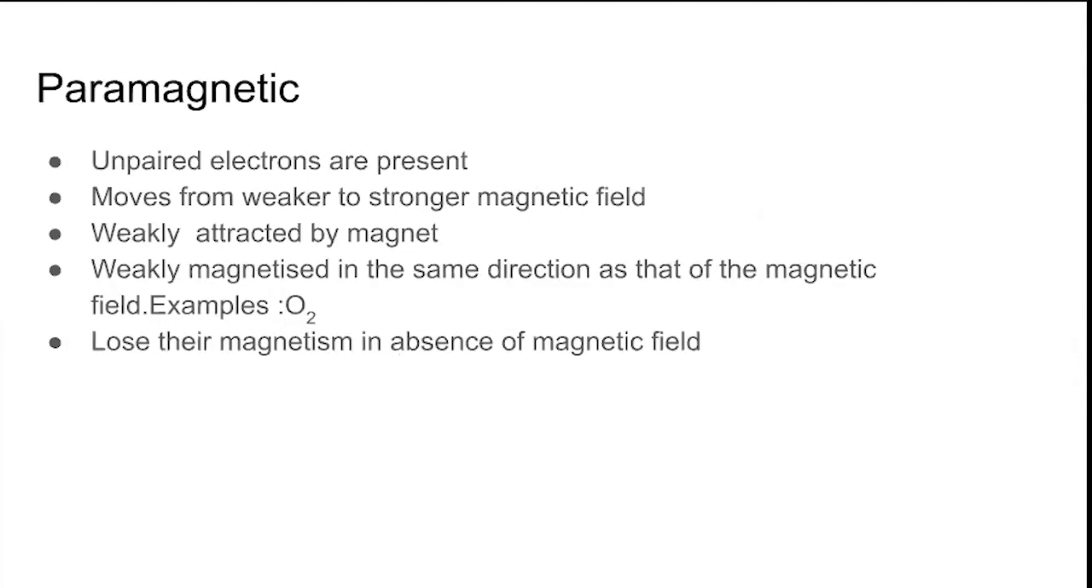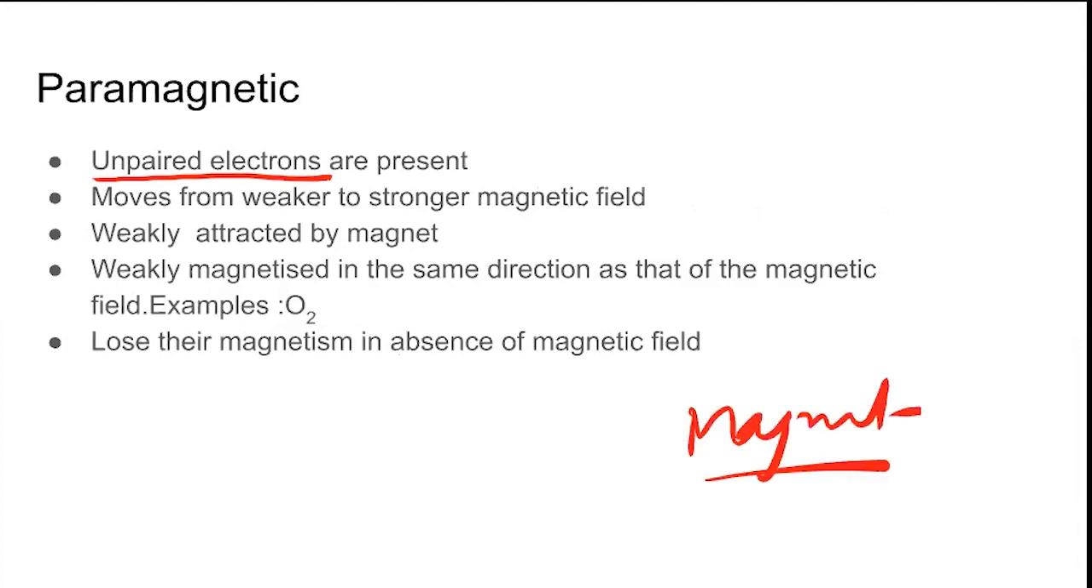Paramagnetics have unpaired electrons. When you put any magnet in front of any magnetic substance, it gets attracted towards the magnet. What does it actually mean? In the language of physics, that attracted particle is basically moving from a weaker magnetic field to a stronger magnetic field.